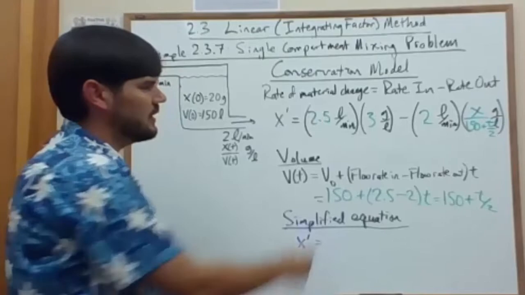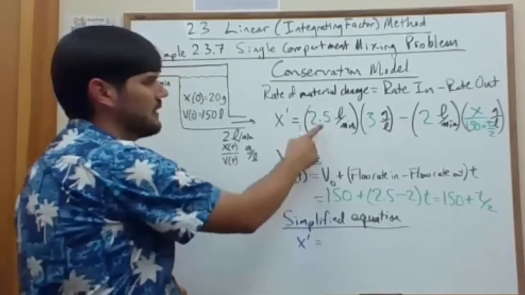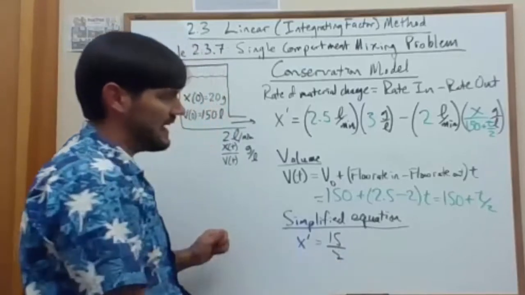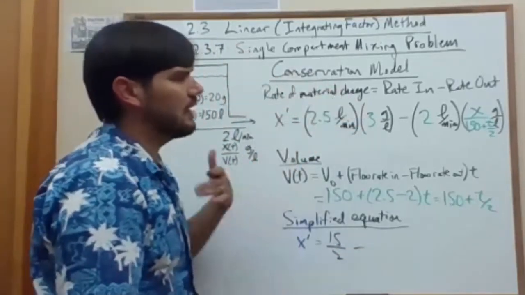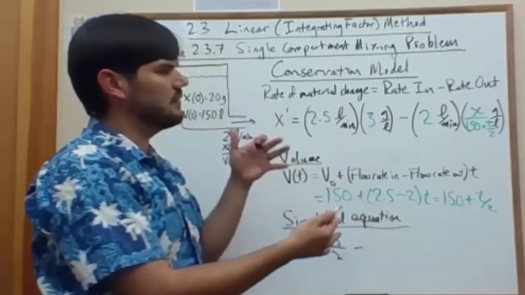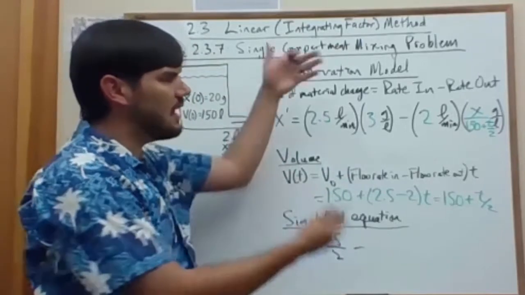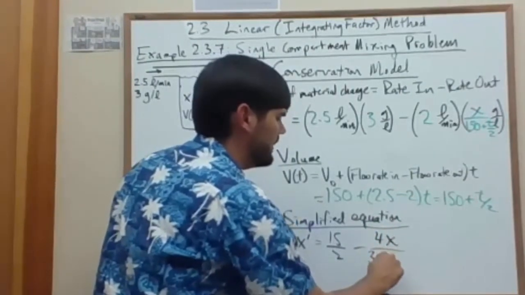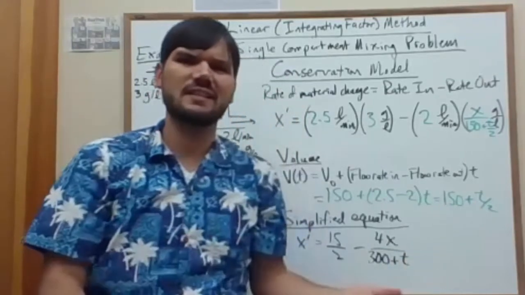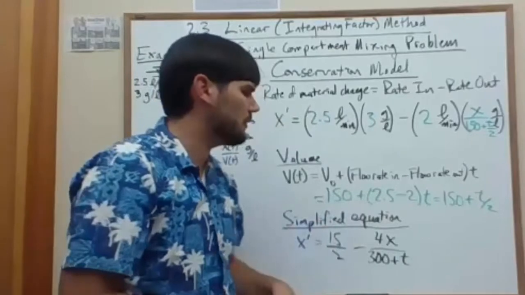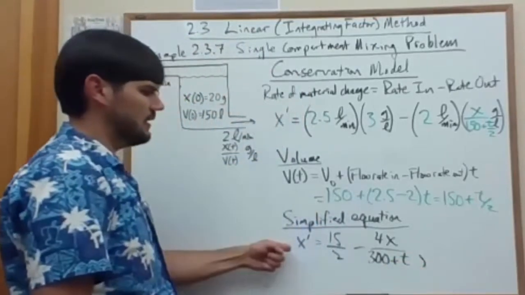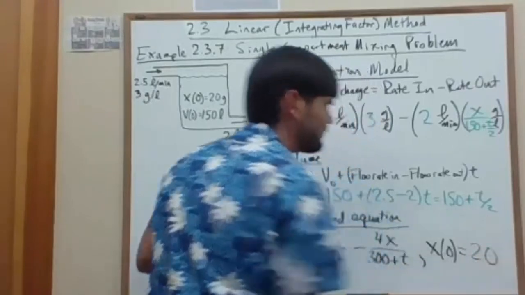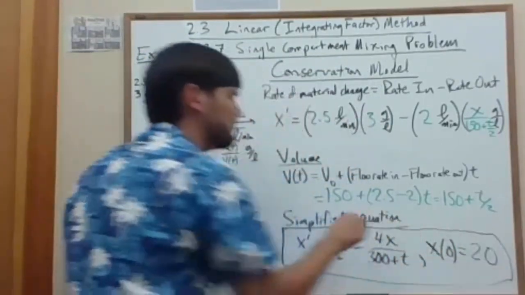So we will write down the simplified version, 2.5 times 3, which is getting us up to, well, think of this 2.5 as 5 halves, so that's simply 15 halves, or 7.5. And then we subtract 2 times X all over 150 plus T over 2. That's a lot of compounded fractions. So I'm going to multiply the top and bottom of this fraction by 2, giving me 4x divided by 300 plus T. It just simplifies it a little bit. It'll help us a little bit with some of the derivatives going forward. And don't forget, our equation comes with an initial condition of 20 grams. Okay, so there is our model equation we want to solve.